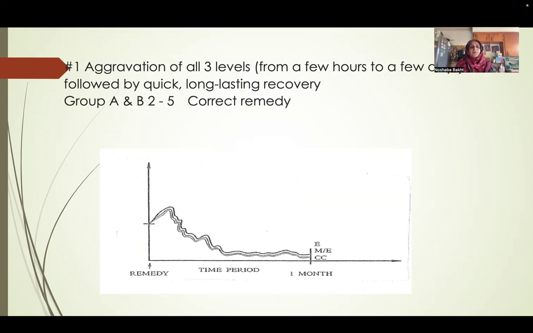Professor Vithoulkas had 24 reactions. This is the first reaction. You'll see there are three lines here, and there is an initial aggravation followed by a recovery, a decrease in all three. This is over a time period of 1 month. This is mostly seen in group A and the upper level of group B people. We discussed that last time.